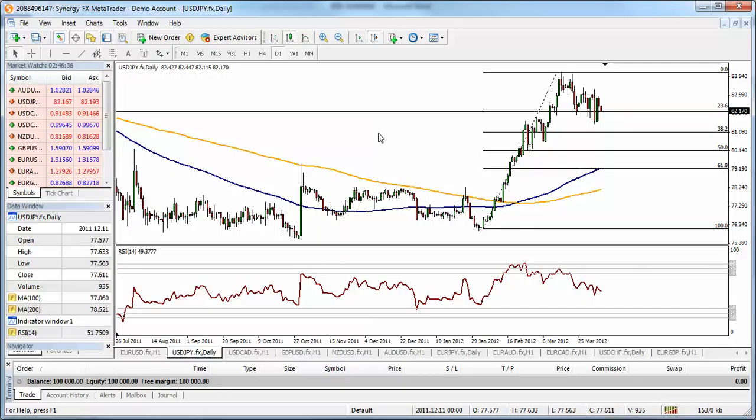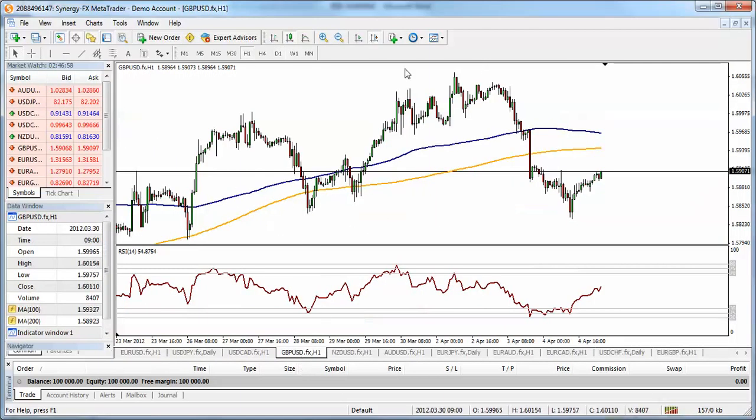My bias is still to the downside, just because a break to the upside from the yen is difficult based on the last 10 years of trading. So my bias for the yen is to the downside, and I think that it will remain that way for quite some time. So that is a trade that I'll be looking to enter sometime this week.